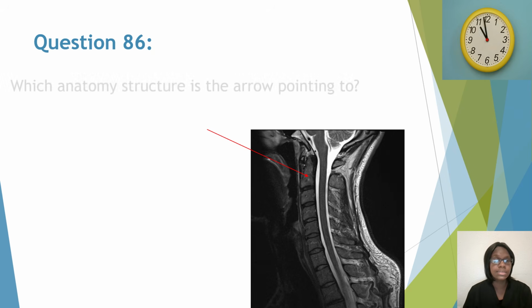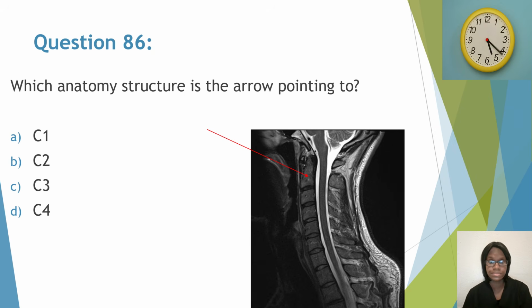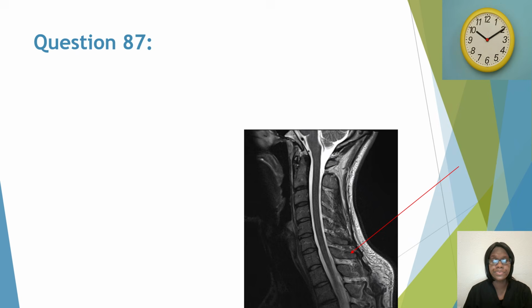Question 86. Which anatomy structure is the arrow pointing to? A, C1, B, C2, C, C3, D, C4. All right, the correct answer is B, C2.